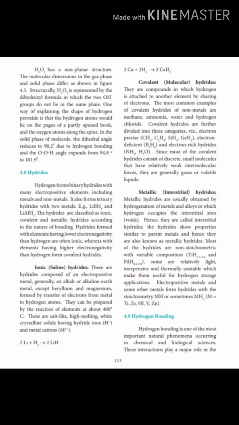The hydrides are classified as ionic, covalent and metallic hydrides according to the nature of bonding. Hydrides formed with elements having lower electronegativity than hydrogen are often ionic, whereas those formed with elements having higher electronegativity than hydrogen form covalent hydrides.